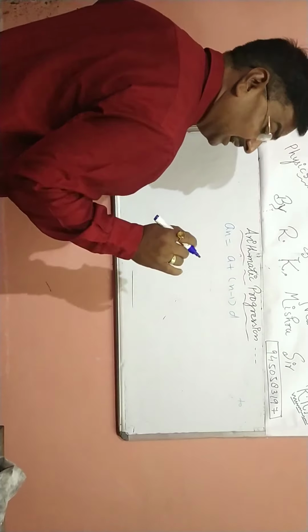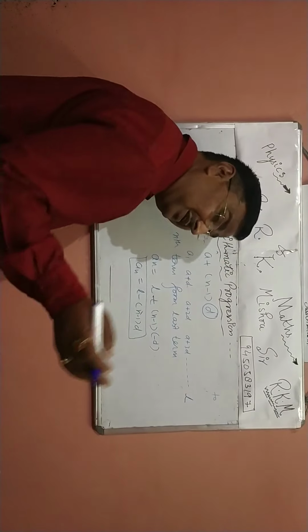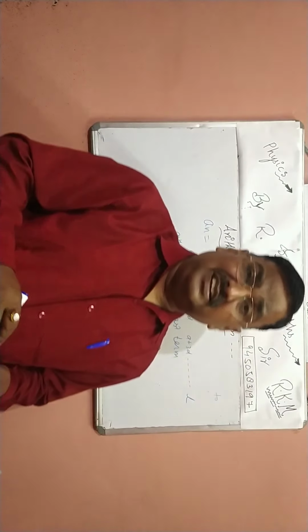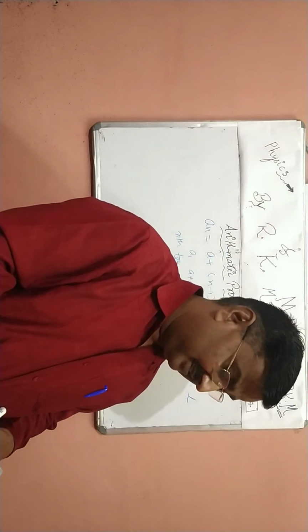So, if you start from last, then the nth term from last, that is an, is equal to L plus n minus... in place of D, there will be minus D because we are subtracting here. So L minus n minus 1 into D, that is the nth term of an AP from last. If you start from last, then the nth term of AP will be like this.